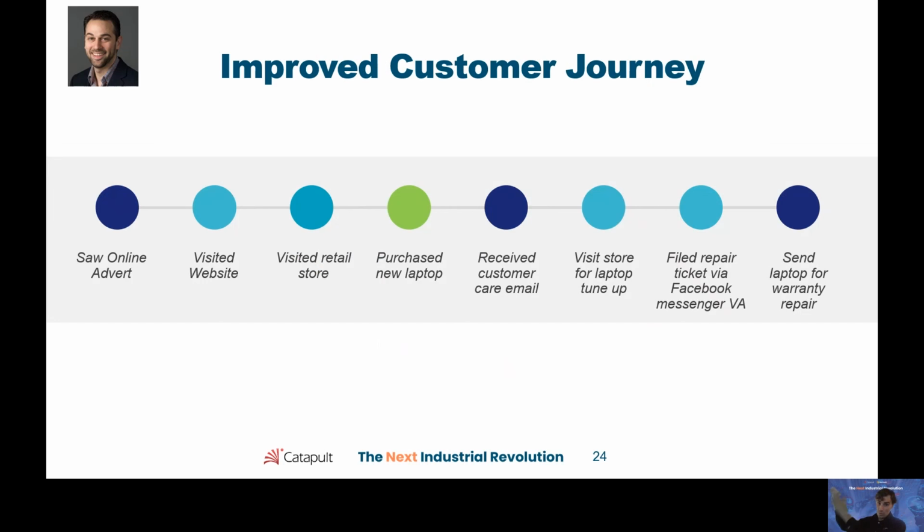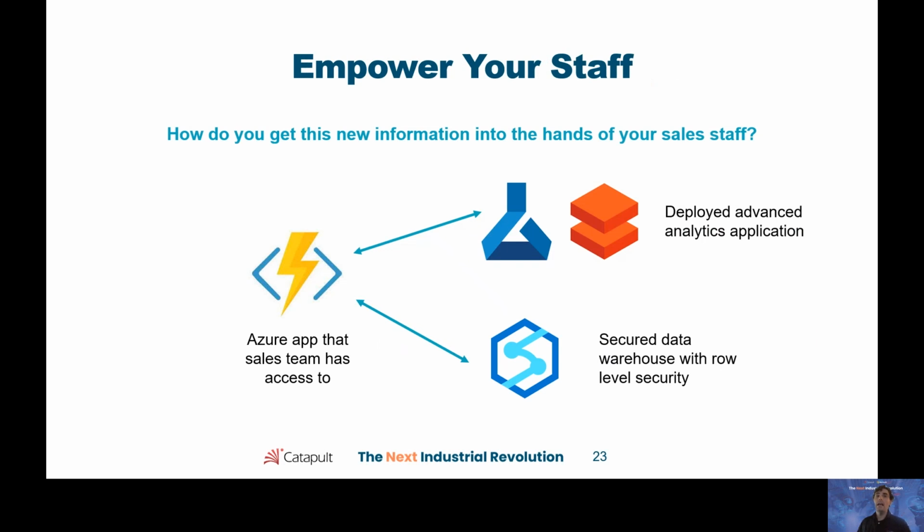We've got all this advanced analytics, we've got all this technology, we have all this data. How can we really help them to get that information into their hands? So then they can give Matt the better service that he wants and deserves. So we can use Azure applications, custom applications that our sales team can access. And what's nice about modern data technologies is that we can have a secure data warehouse in the cloud that this connects to, and this might have row-level security.